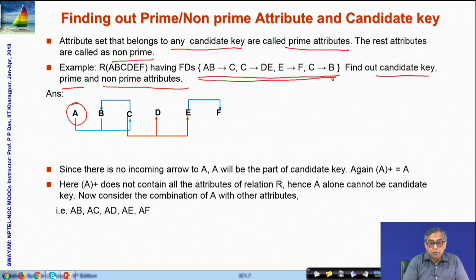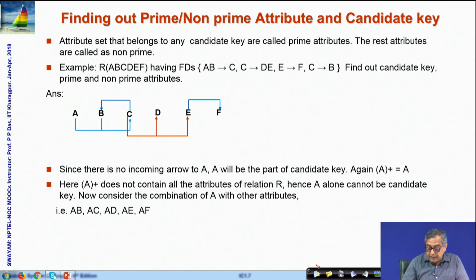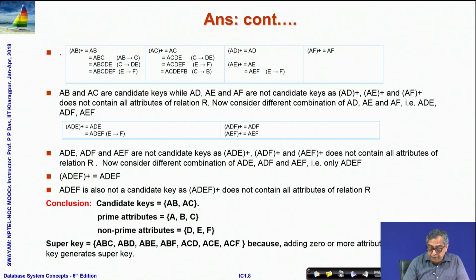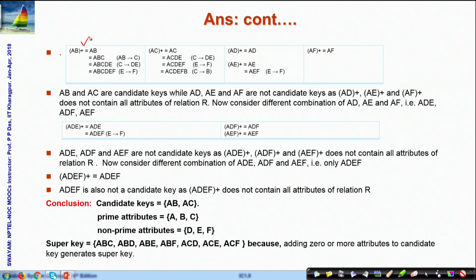Now, what can happen? It could be a pair of attributes, I am sorry, a pair of attributes which will form the candidate key. Now, we know A must be there. So, I can form 5 different pairs: A B, A C, A D, A E and A F. Let me see what happens with those. Here, for A B I have computed the closure, for A C also I have computed the closure, for A D I have computed the closure, and for A F I have computed the closure.